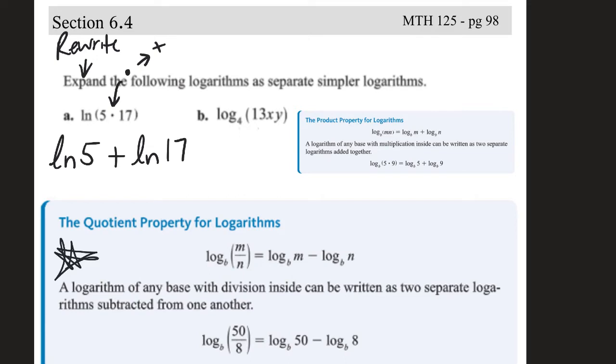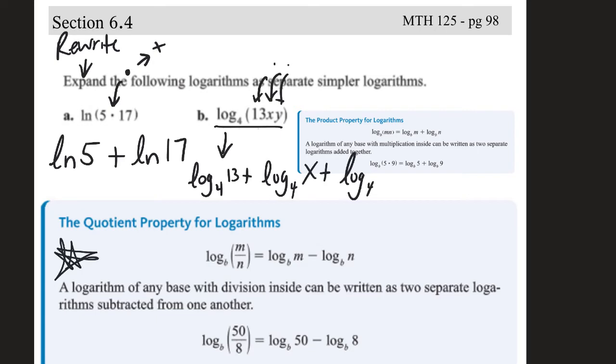If I was going to expand b, notice that there's not 1, not 2, but 3 factors inside there. I would expand that by breaking them up into each of their own log base 4s. So b would be log base 4 of 13 plus, because these are being multiplied, log base 4 of x plus log base 4 of y. 3 factors means 3 terms when I expand.